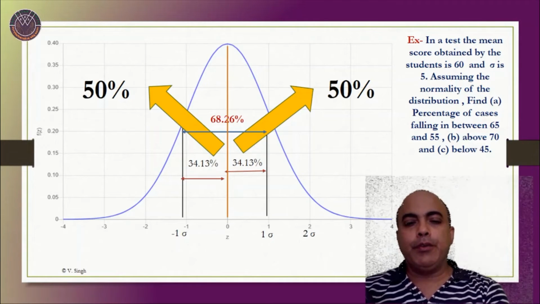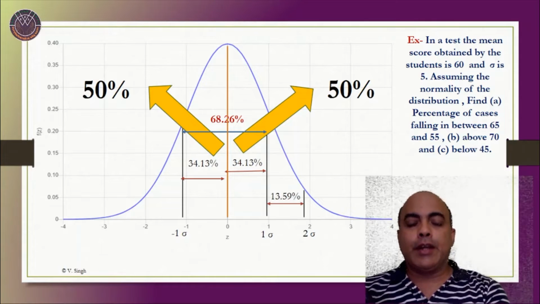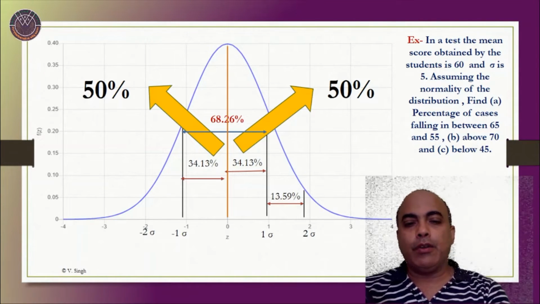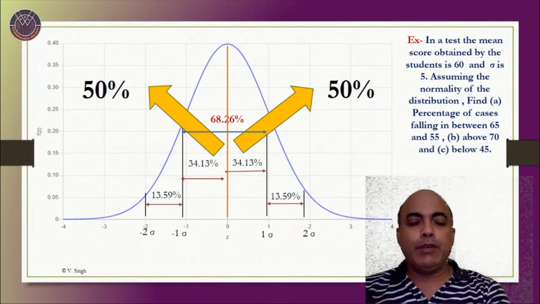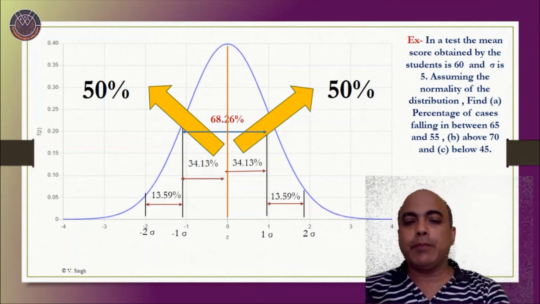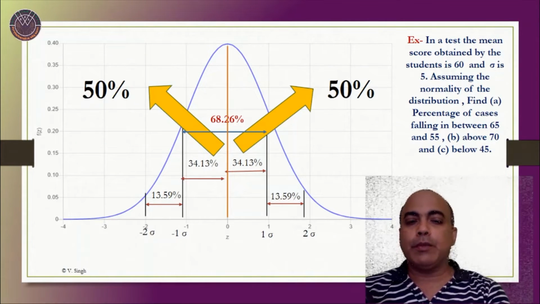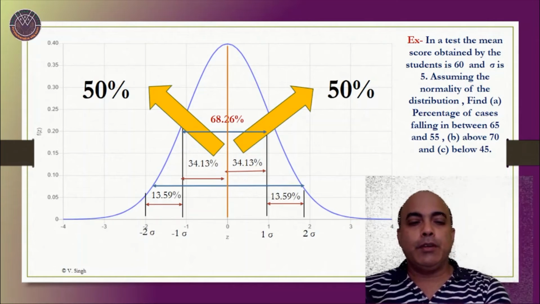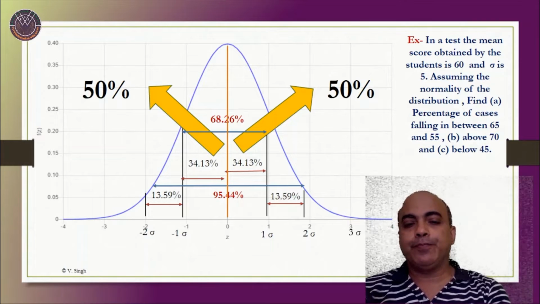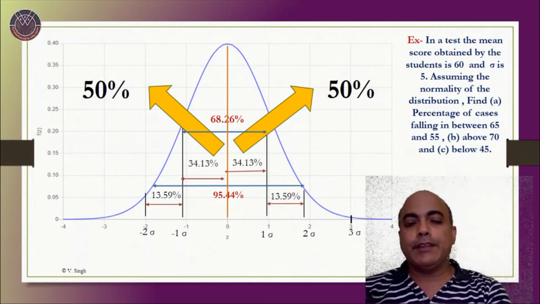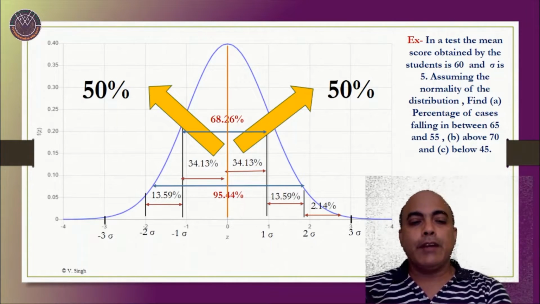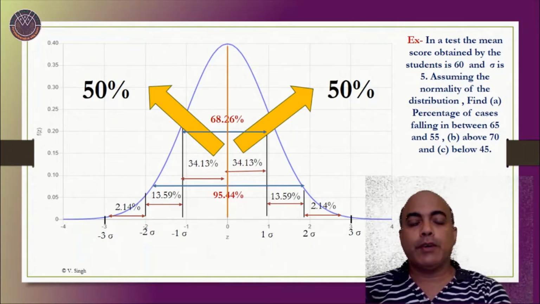Similarly, between 1 sigma and 2 sigma, 13.59% of cases fall on both sides. You can see between 1 sigma and 2 sigma 13.59% of cases, and similarly on the left hand side, between minus 1 sigma and minus 2 sigma, 13.59% of cases lie. So in total, between minus 2 sigma and plus 2 sigma, 95.44% of cases lie. Similarly, between 2 sigma and 3 sigma 2.14% of cases lie, and similarly between minus 2 sigma and minus 3 sigma 2.14% of the cases lie.